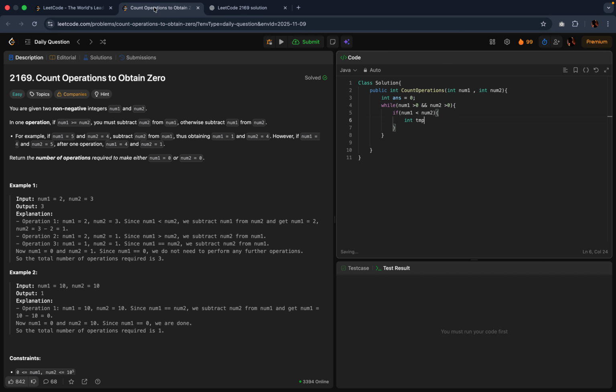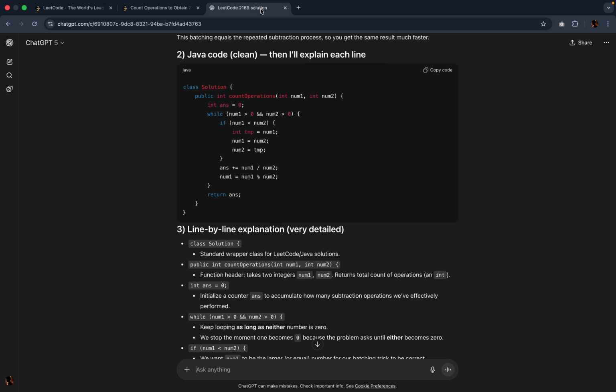int temp equals num1, then num1 equals num2, and num2 equals temp. Let's see if we have swapped it properly. num1 equals num2, num2 equals temp. Yeah, perfect. Now I will be writing the ans function.